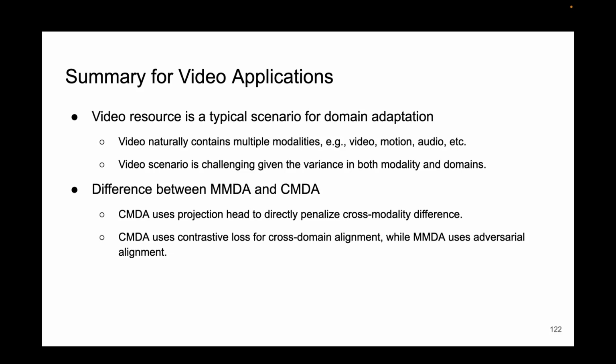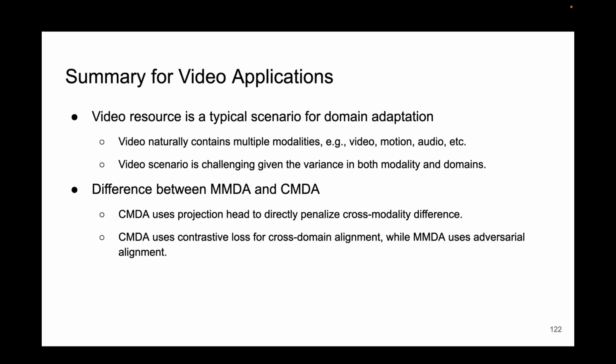And then let's take a look at the similarity and dissimilarity across these 2 very representative video action recognition applications. Firstly, we can see that video is a very typical scenario for domain adaptation because it naturally involves many different modalities and different domains. For example, video naturally contains multiple modalities, such as video, motion, audio, text, etc. And the video scenario is challenging because it contains a large amount of variance across both modalities and domains.